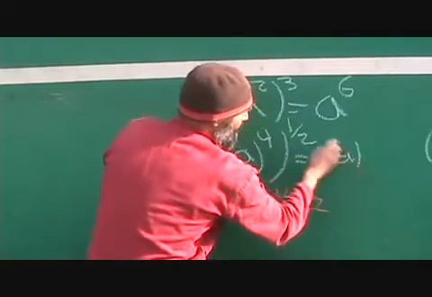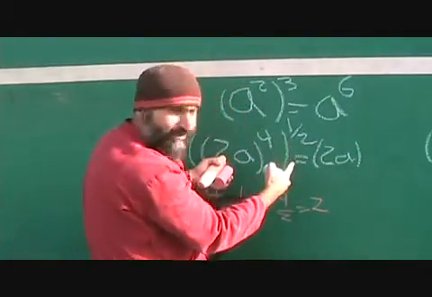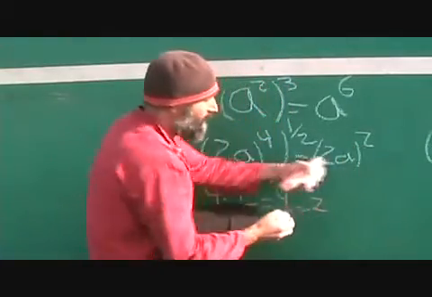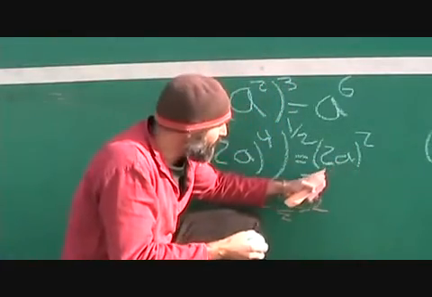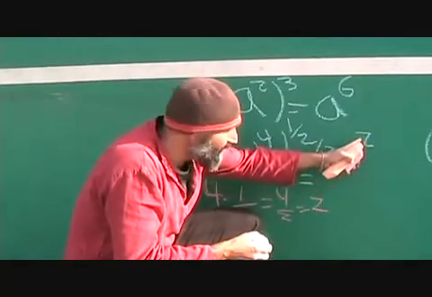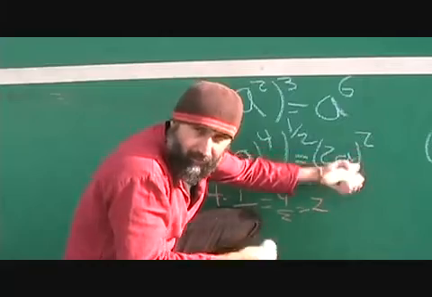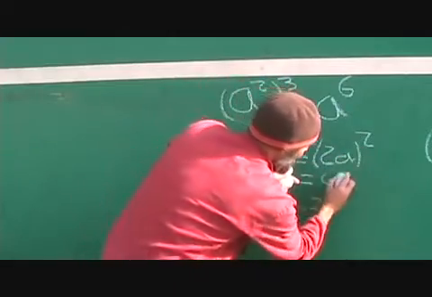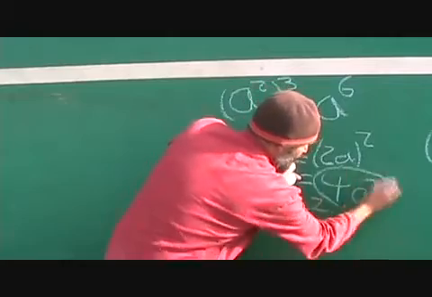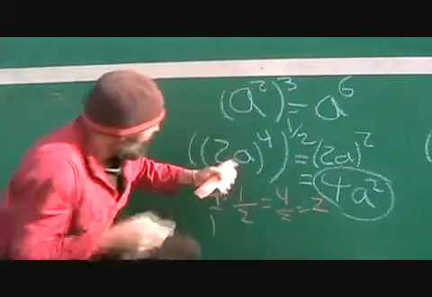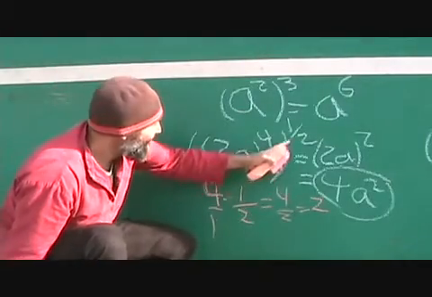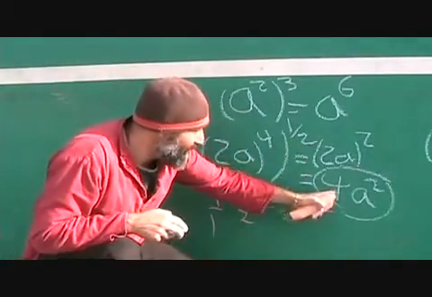Now, this becomes 2a, and when you multiply these guys, it becomes to the power of 2. And we already talked about 2a to the power of 2. And this is distributive. This applies to this and this. So 2 squared is 4. a squared becomes a squared. And that's your answer for this. So 2a to the power of 4, to a power of a half, is 4a squared.